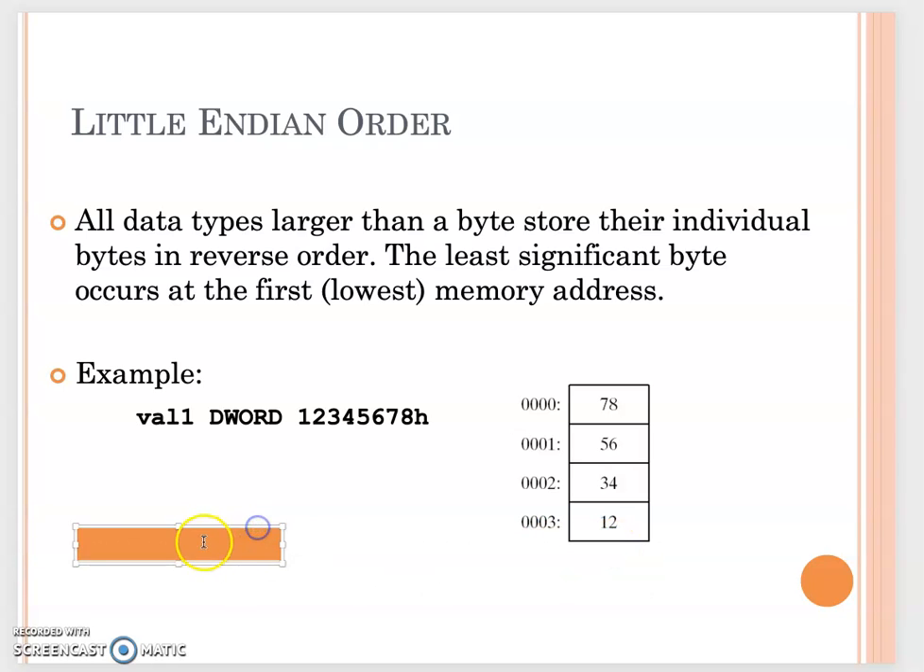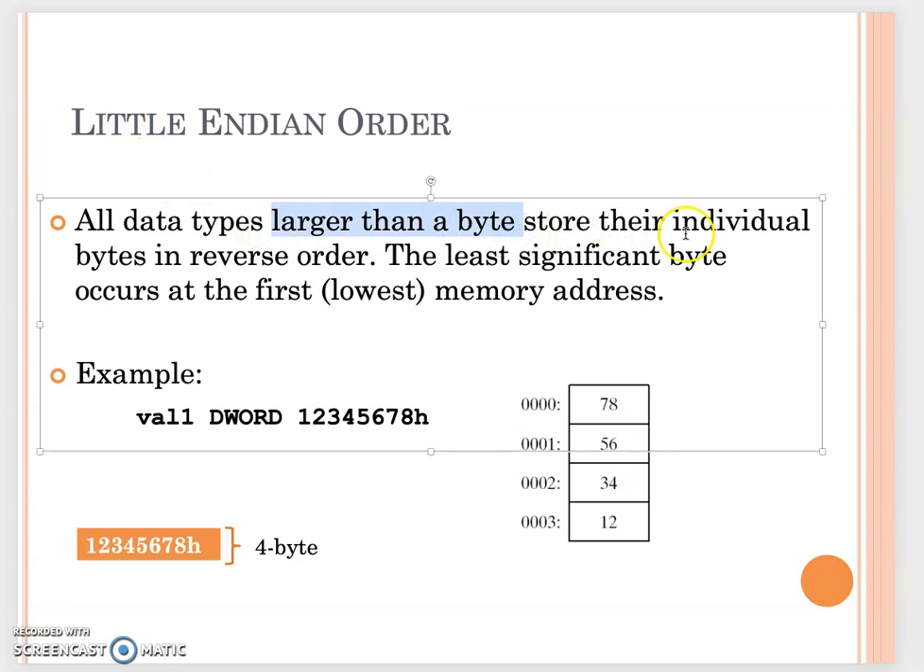Then you say that's 4 bytes. So that's why you just have 12345678h, but we say the whole thing is 4 bytes. But like we say, in memory addresses they all go byte by byte. So this one piece is 4 bytes. If we see just byte by byte how they look, all the data in assembly language longer than 1 byte store their individual bytes in reverse order. The least significant byte occurs first, at the lowest memory address.